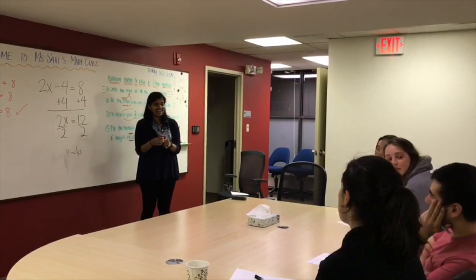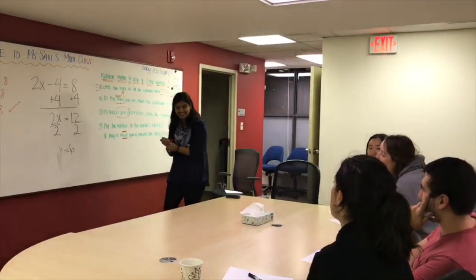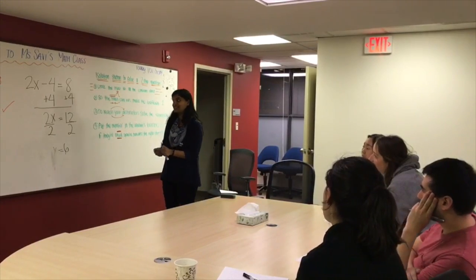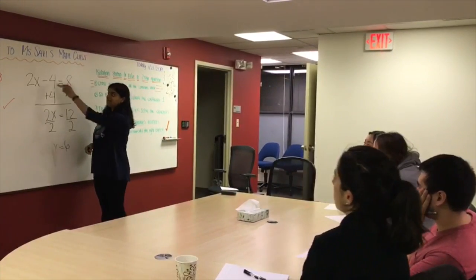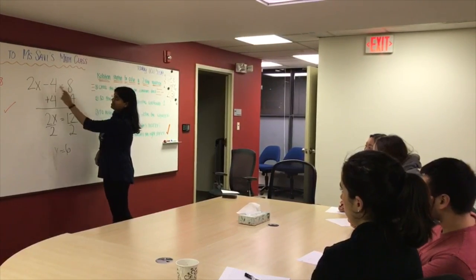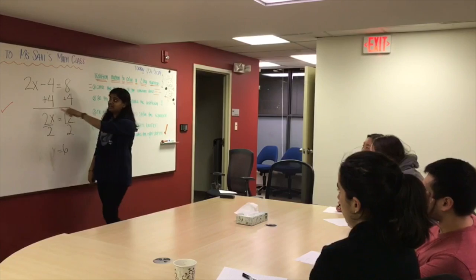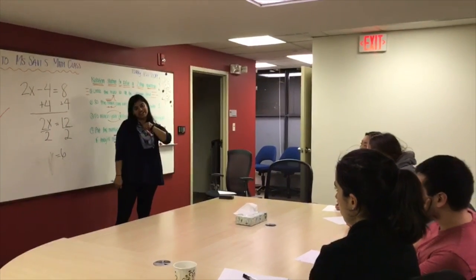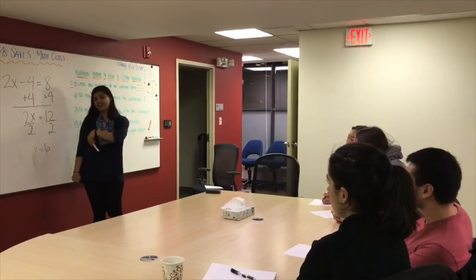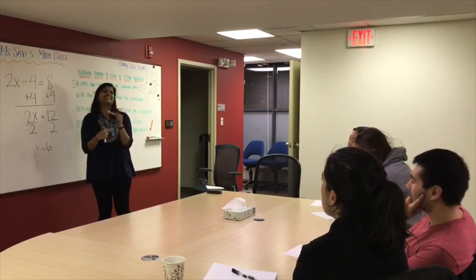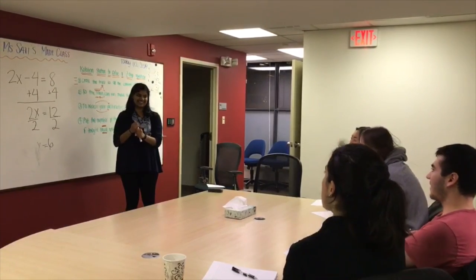Yes, Matt? Yeah, so why the first time when you're trying to get rid of the 4, you added it to both sides, but then when you're trying to get rid of the 2, you divided it? Exactly. So why did you do that? Because the 4 is a constant, right? And so we're going to use addition and subtraction to move it to the other side. The 2, on the other hand, is a coefficient. It's the multiplier that goes with the x. And so in order to do the opposite of multiplication, what do we have to do? Divide. Exactly. All right, thank you.